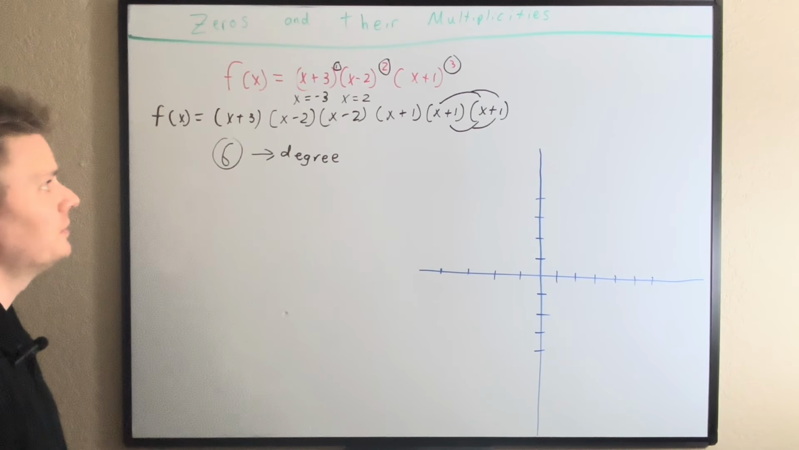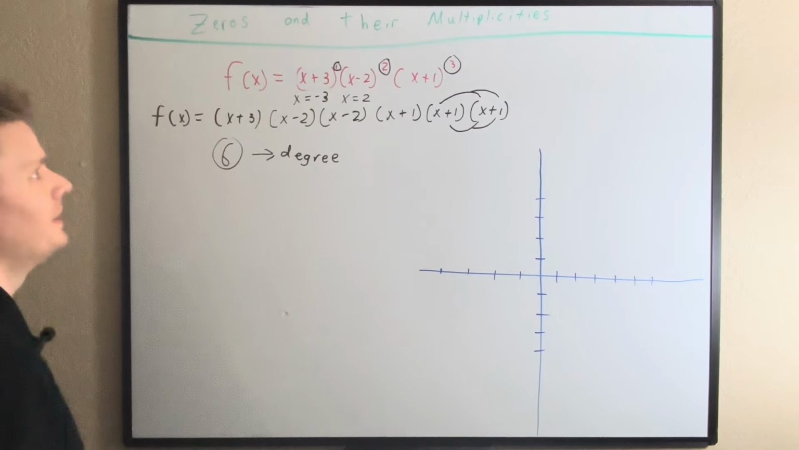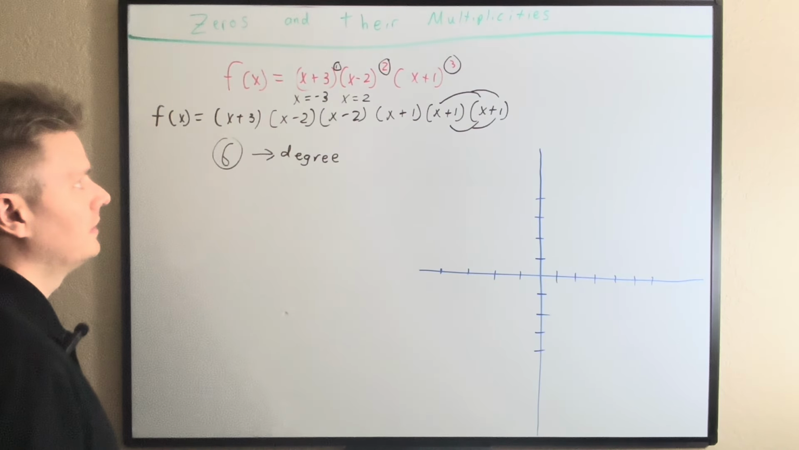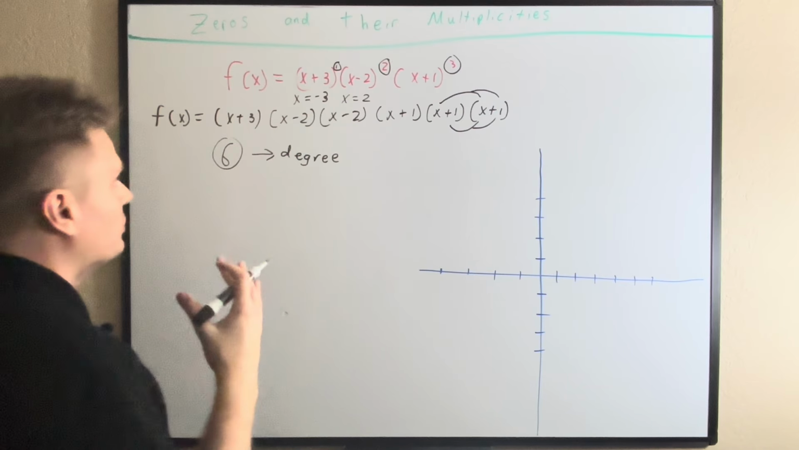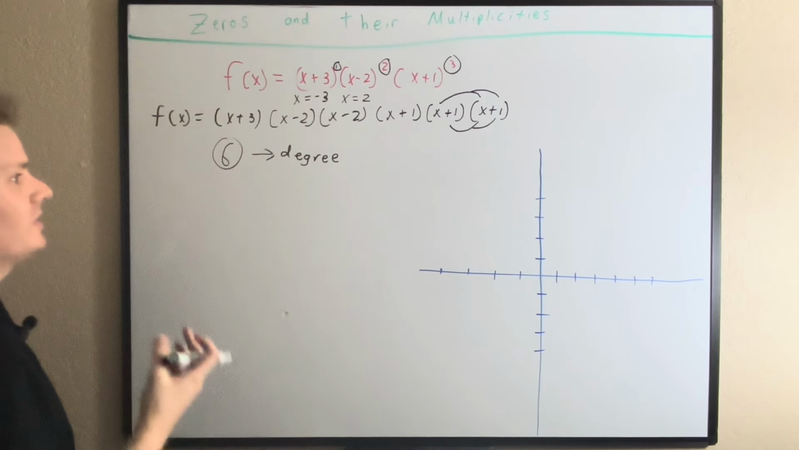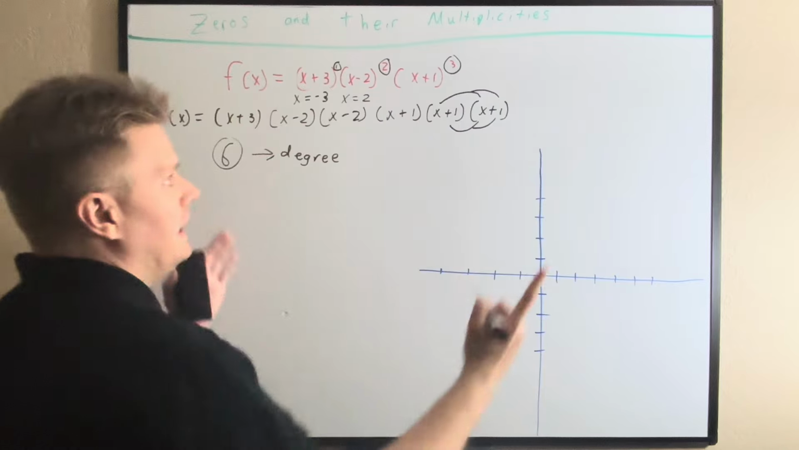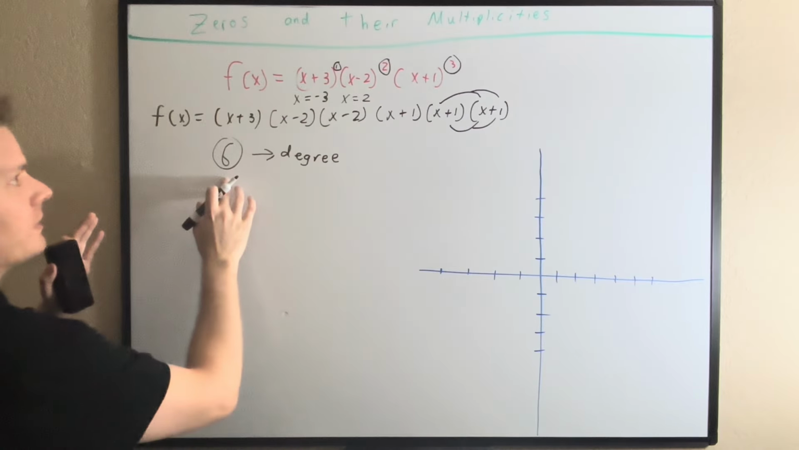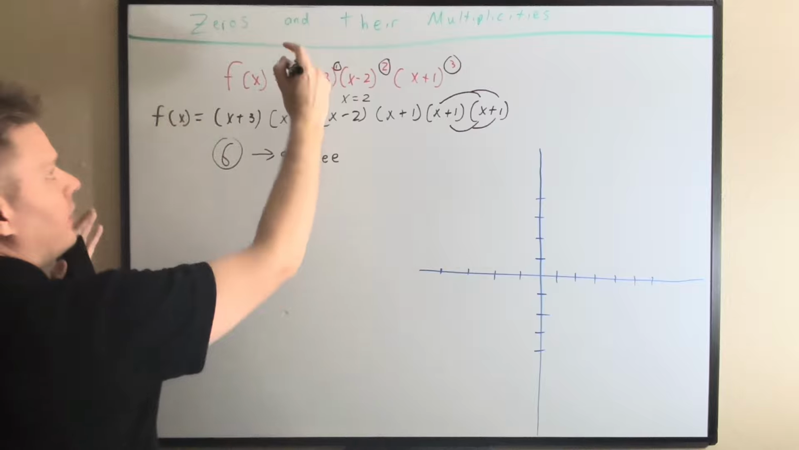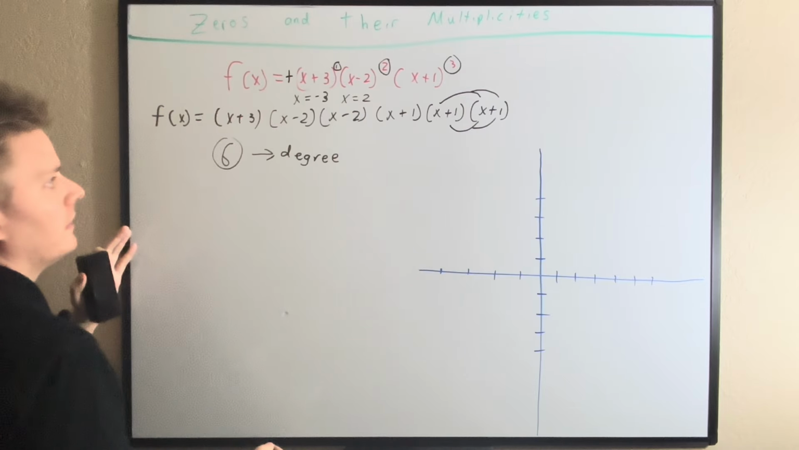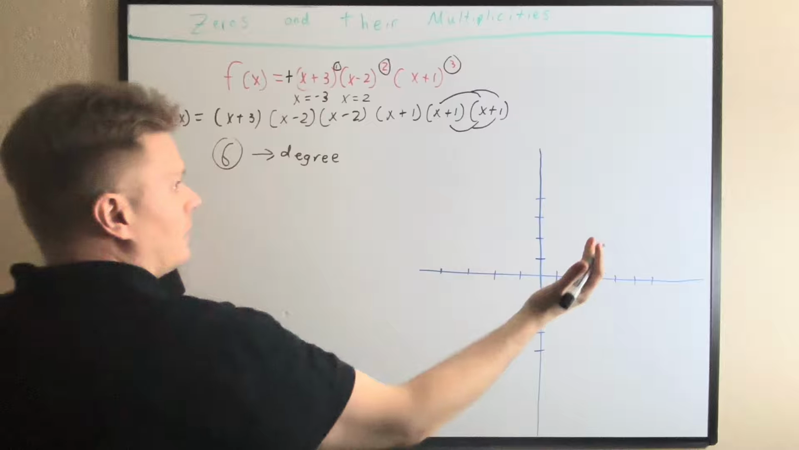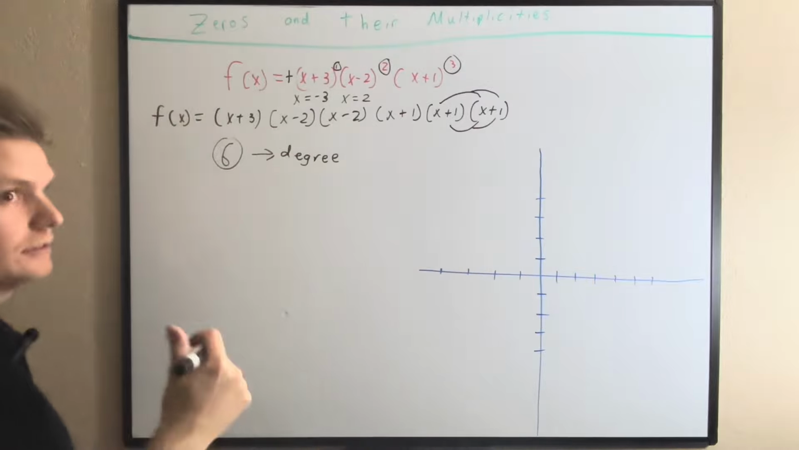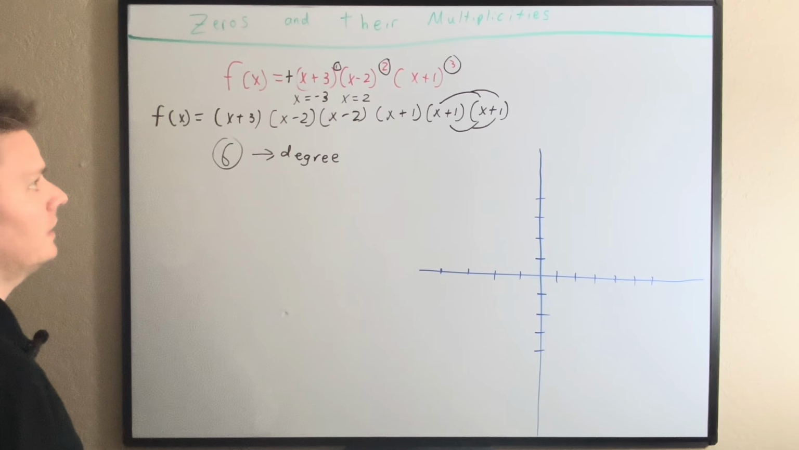Now, why do we need to know degree? Well, so we can do a rough sketch of the graph. Not an exact sketch of the graph, but a rough sketch of the graph. What does the degree tell you? It tells you the end behavior, right? Since it's an even number, and this is a positive function, the arrows are going to be pointed up on both the right side and the left side. It's good to know.